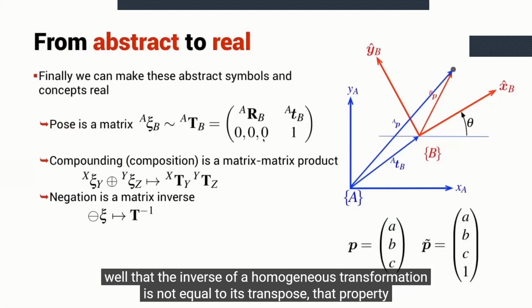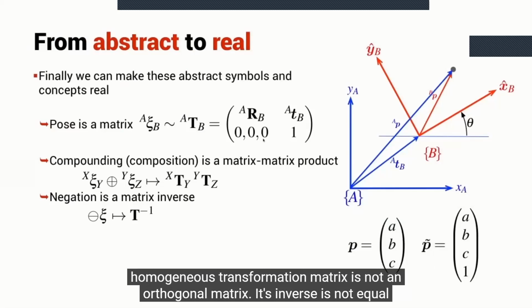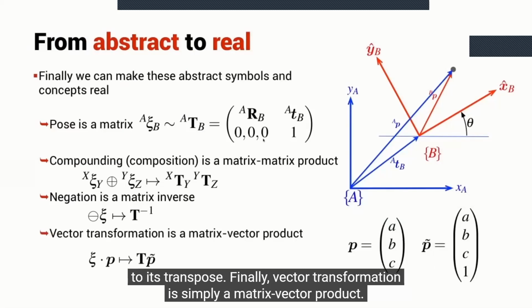Note well that the inverse of a homogeneous transformation is not equal to its transpose. That property only belongs to the rotational component of a matrix, which is an orthogonal matrix. The homogeneous transformation matrix is not an orthogonal matrix. Its inverse is not equal to its transpose. And finally, vector transformation is simply a matrix vector product.